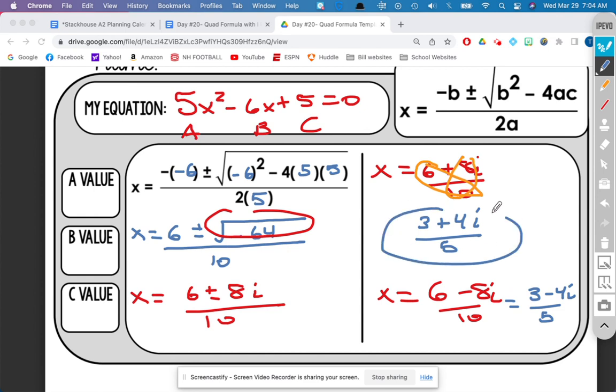Now these are what we would put as our final answers. So the quadratic formula just has this one extra step with the i, and then separate and solve.